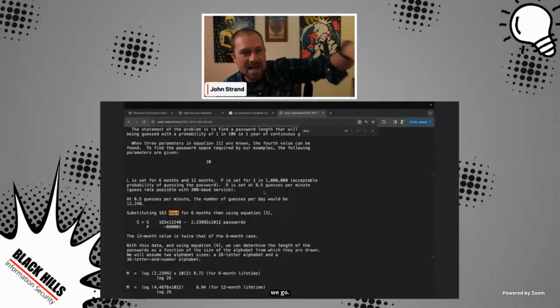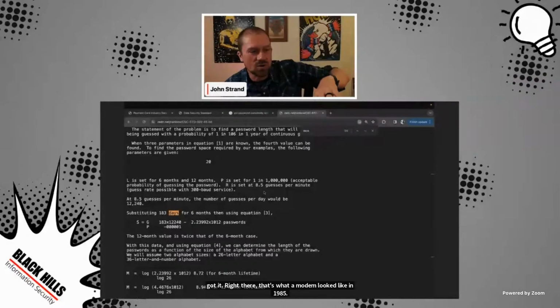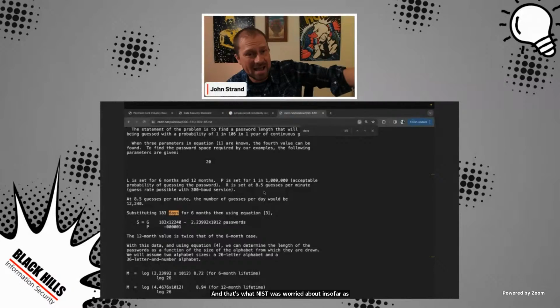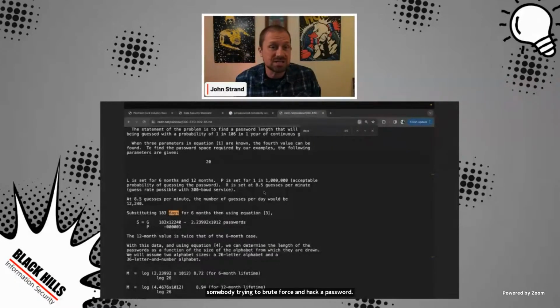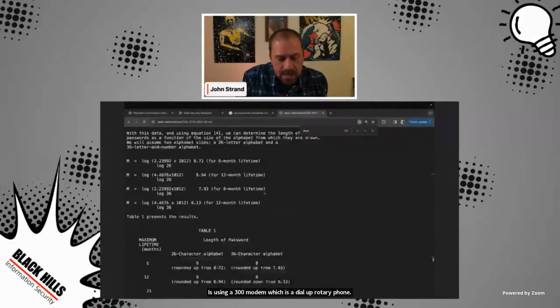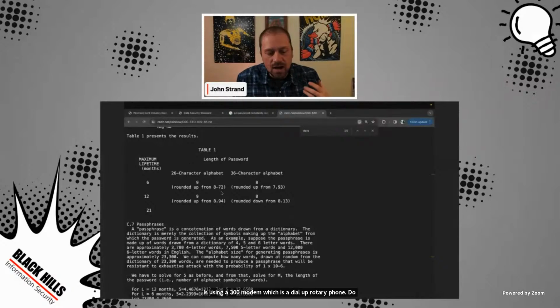Right there. That's what a modem looked like in 1985. And that's what NIST was worried about insofar as somebody trying to brute force and hack a password using a 300 baud modem, which is a dial-up rotary phone, to do that attack. And they came up with this chart right here on how long the passwords should be, right?